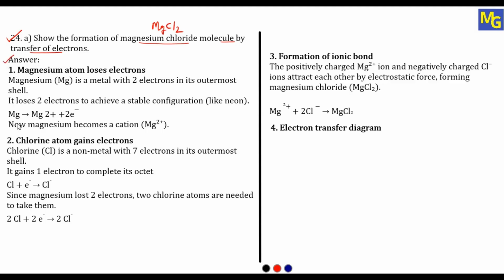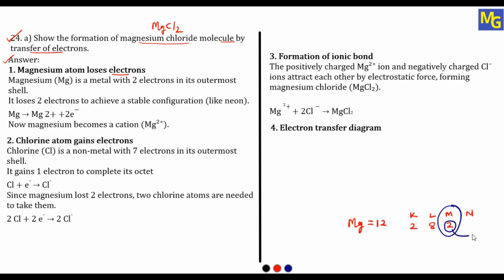I have divided this into steps. Step number 1: first, the magnesium atom loses electrons. As magnesium is a metal which is electropositive, it will lose 2 electrons. Why will it lose 2 electrons? Because we all know the magnesium atomic number is 12. If you see the electronic distribution into the shells, K will take 2 electrons, L will take 8 electrons, and M will take 2 electrons. So this M is the last shell in case of magnesium. In this magnesium, these 2 are the valence electrons. So what happens here?